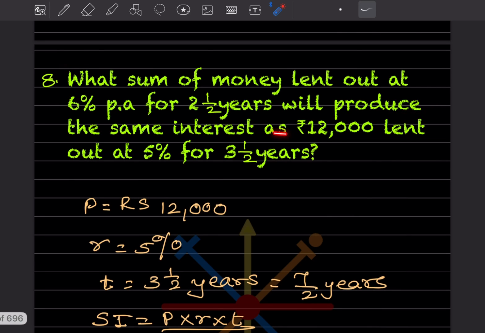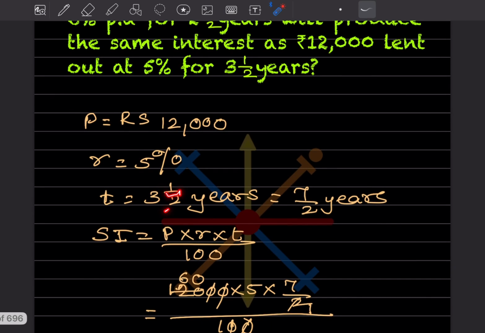So now here principal is given as 12,000. The rate is given as 5%, and the time is 3.5 years. So 3.5 years means this is going to be 6 plus 1, that is going to be 7 by 2.